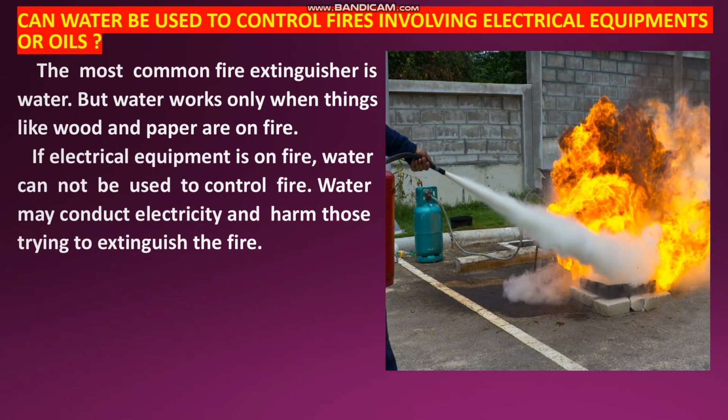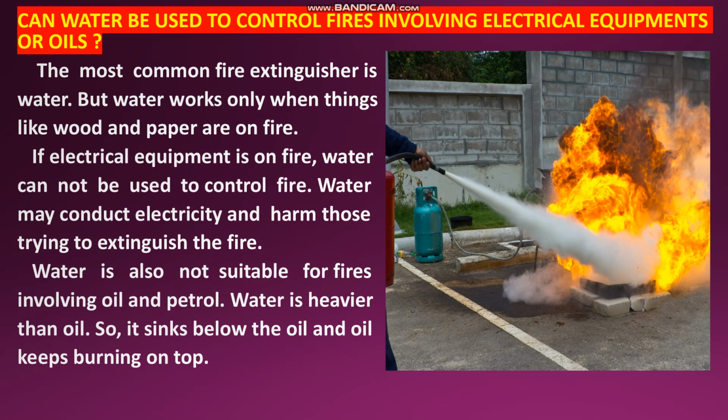If electrical equipment is on fire, water cannot be used to control the fire. Water may conduct electricity and harm those trying to extinguish the fire. You know, water is a good conductor of electricity. So if you are trying to extinguish the fire on an electrical equipment, the water conducts the electricity and the person trying to extinguish the fire may get harmed.